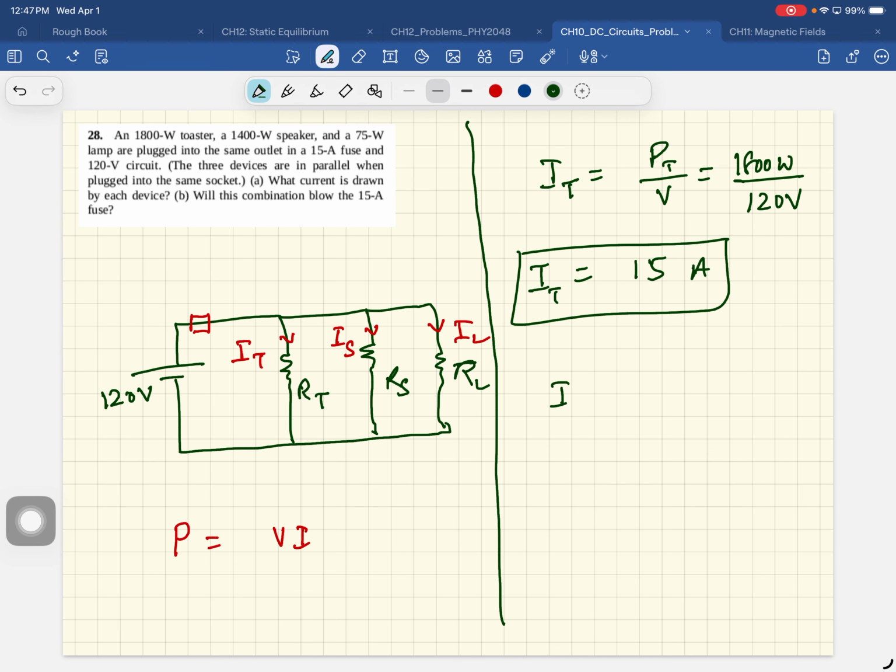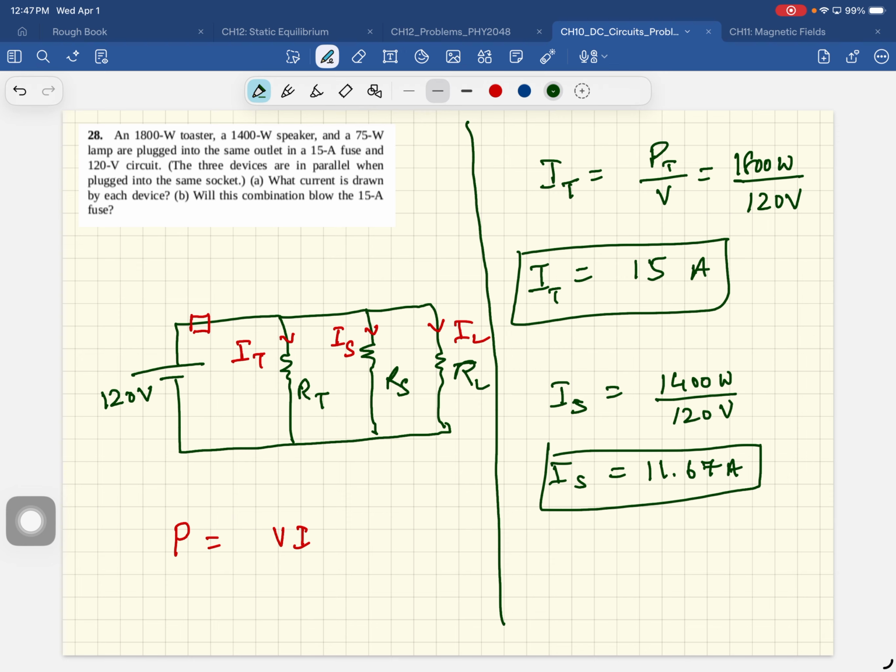The current in the speaker is 1400 watts divided by 120 volts, and that's 140 divided by 12, which is 11.67 amps. So the speaker will not trip the fuse.